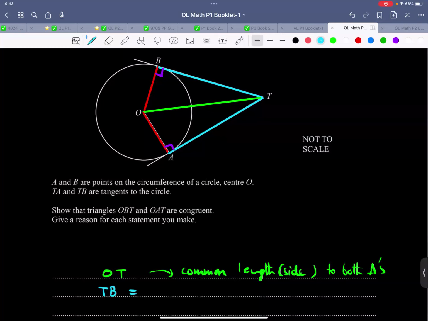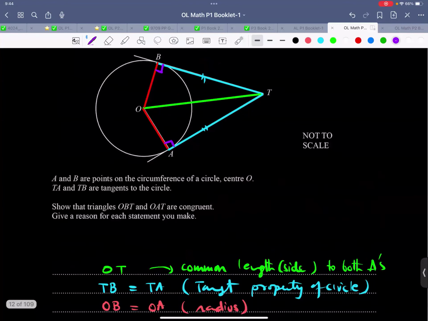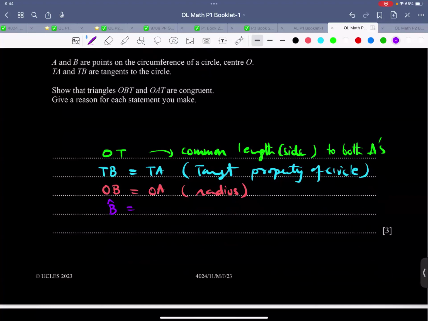TB equals TA. This is the tangent property of a circle. Tangents drawn from an external point to a circle are equal in length. Then the third one, the red one, OB equals OA, the radius. And the fourth one is both angles. Angle B and angle A are 90 degrees. Why? Because the radius is perpendicular to the tangent at the point of contact.